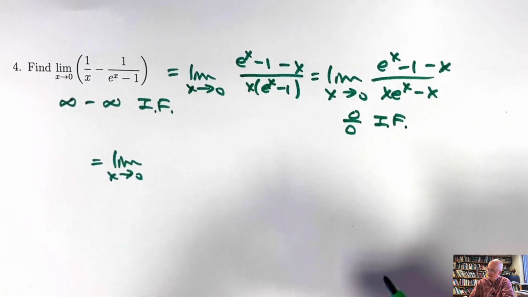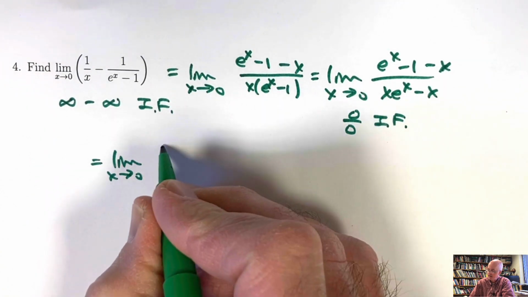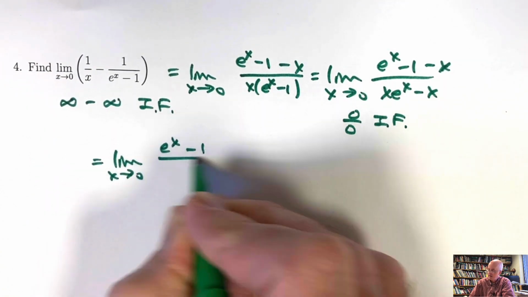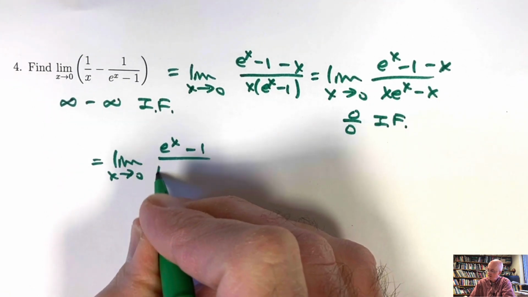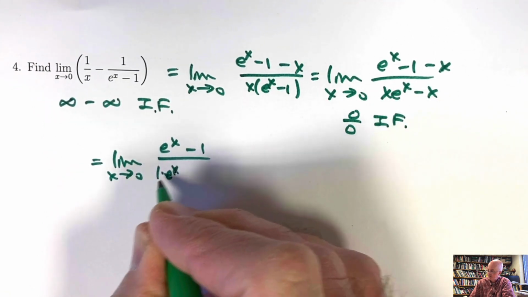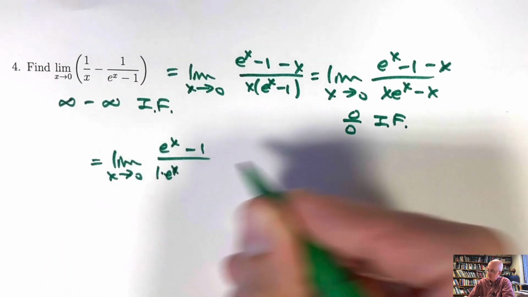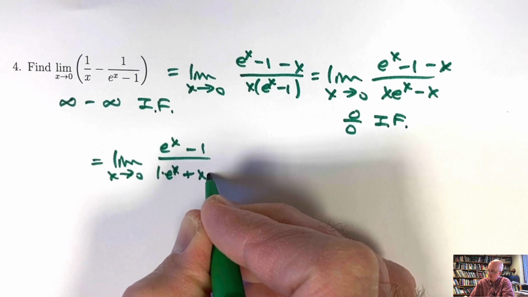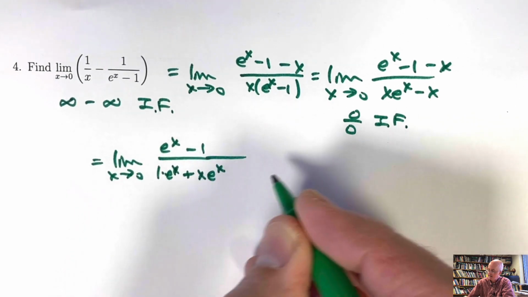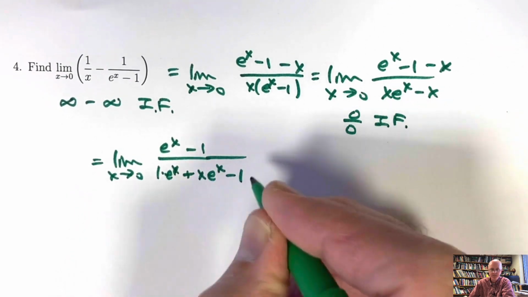We now apply L'Hopital's rule. Take the derivative of the top and get e to the x minus 1. Take the derivative of the bottom with the product rule, and get 1 times e to the x. That's the derivative of x, the first function, times the second function, e to the x, plus x times the derivative of the second, x e to the x. The derivative of minus x is minus 1.